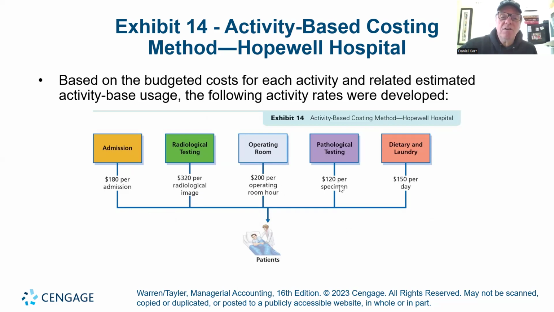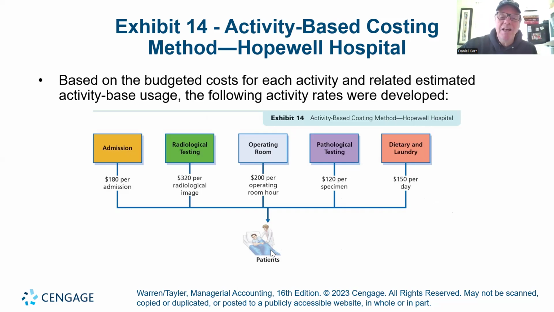For pathological testing, they took the amount they planned to spend on testing divided by the number of specimens they planned to gather. They came up with $120 per specimen. And for dietary and laundry, they came up with a budget of the total food and laundry amount, and divided by the level of activity, which was the number of days, and they came up with a rate of $150 per day.